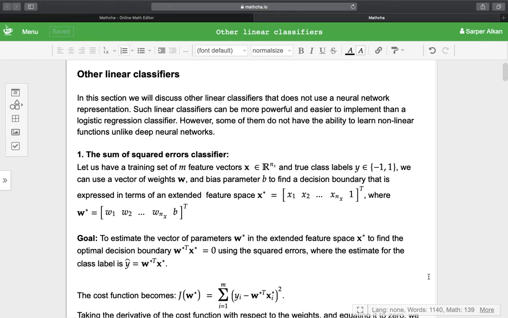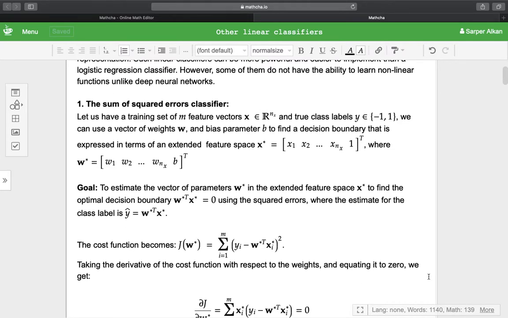We will discuss other linear classifiers that do not use neural network representation. Such linear classifiers can be more powerful than the perceptrons and easier to implement. However, some of them do not have the ability to learn nonlinear functions, unlike deep neural networks. The first linear classifier that we will discuss is the sum of squared errors classifier.